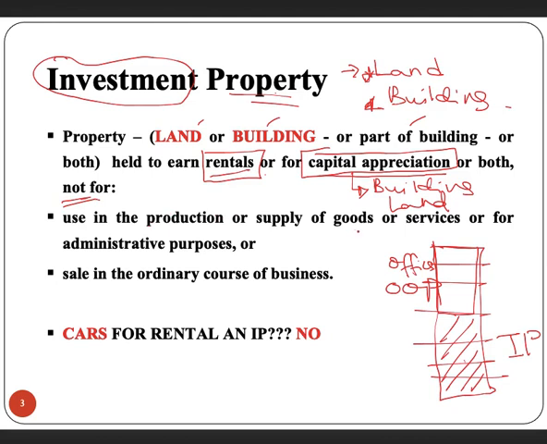This IP is used or acquired to earn rental or capital appreciation, and not for use in the production or supply of goods. This one is explaining the PPE. And also not for sale in the ordinary course of business. This is inventory. So a complete definition should include these two items. If it is used in the production or supply of goods, it is not IP, it is PPE, and if it is for sale in the ordinary course of business, it is inventory, and it is not investment property. So this is the complete answer for the definition.